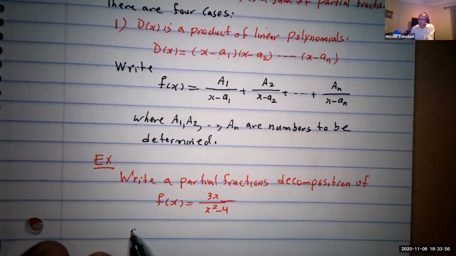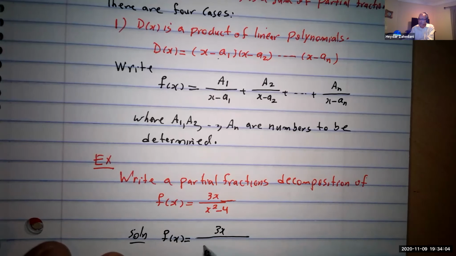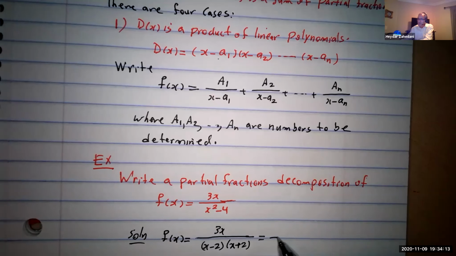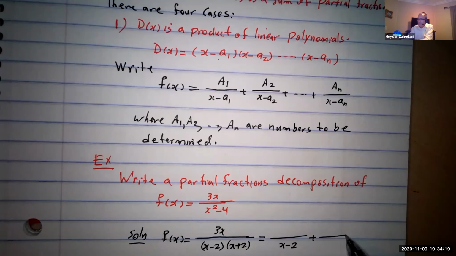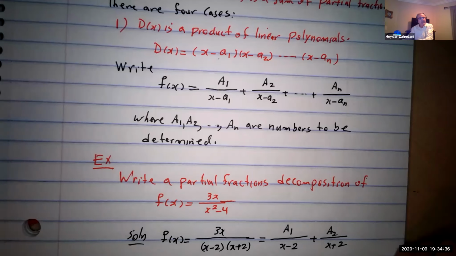Okay, so the solution is, you are going to write f of x is equal to 3x over x minus 2 times x plus 2. Now we break it into one factor for x minus 2, plus one factor for x plus 2. On the top, we put a1 and a2. So you decompose it into the sum of two partial fractions. Now we have to find a1 and a2.